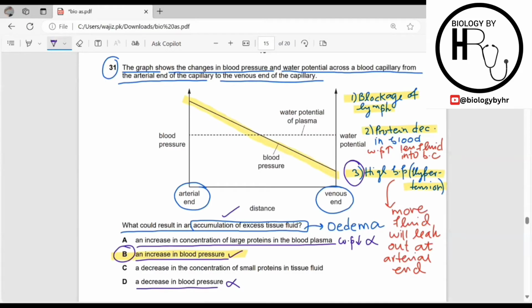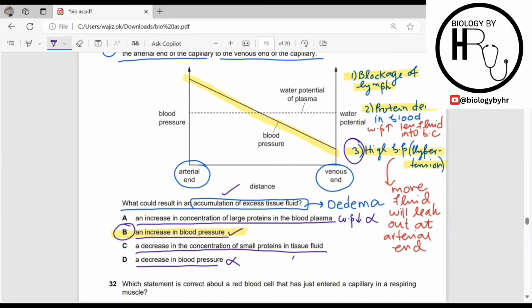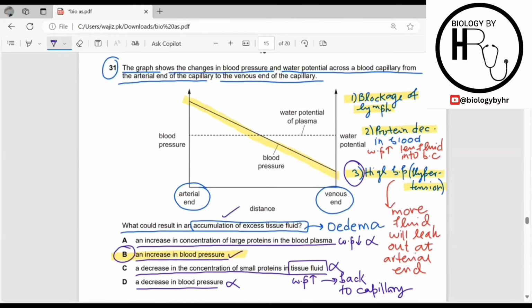If we look at option C, it says a decrease in the concentration of small proteins in the tissue fluid. If the small proteins in the tissue fluid decrease, we know that the water potential over there will increase. And if the water potential of the tissue fluid increases, it will flow back to the capillary. And hence there will be no accumulation of excess tissue fluid. So this is also an incorrect statement for this question. So hence our answer over here is option B.